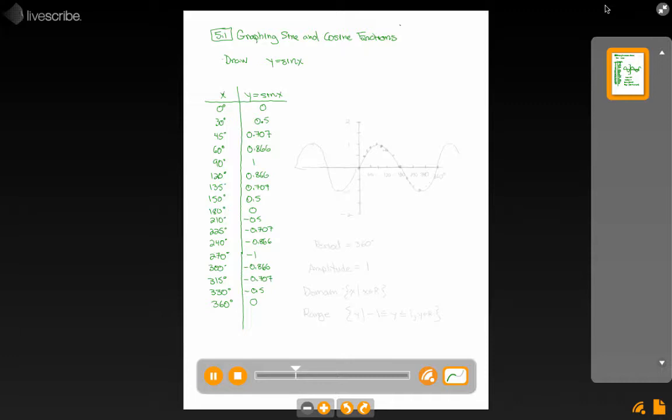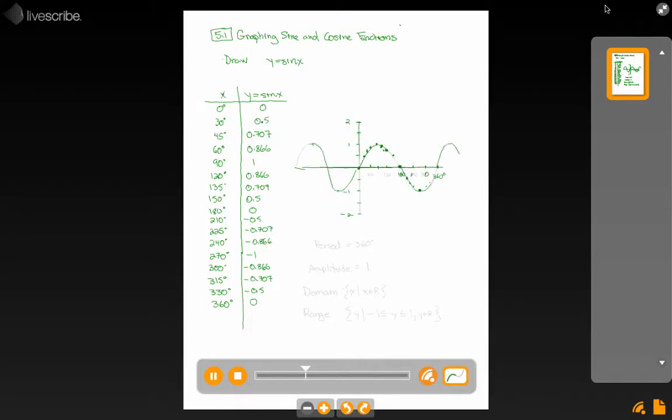Sine of 30 degrees is 0.5, sine of 45 degrees is root 2 over 2, or 1 over root 2, which is 0.707. Sine of 60 degrees is 0.866, sine of 90 is 1, sine of 120 is 0.866 again. You start to see that you are getting the same numbers over and over, which will relate to what this graph is actually going to look like.